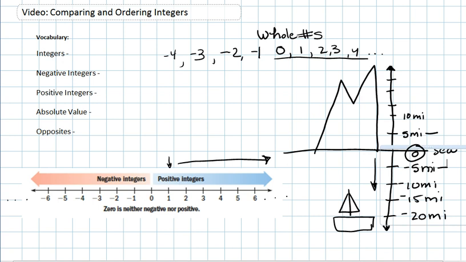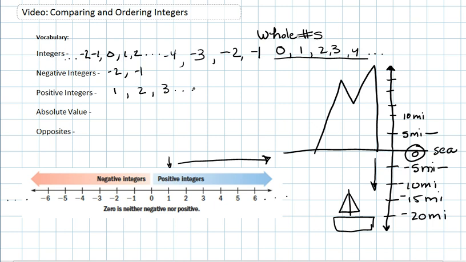So let's review. Integers are the whole numbers and their opposites. Negative integers are all the numbers to the left of 0. So I have -2 and -1. Those are examples of negative integers. Positive integers are all the numbers to the right of 0. So 1, 2, 3, and so on are all examples of positive integers.